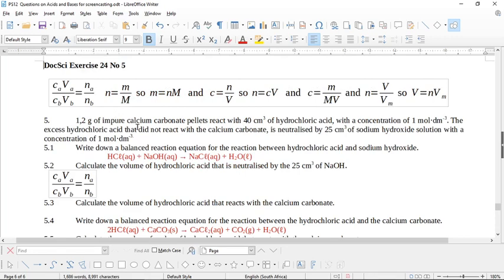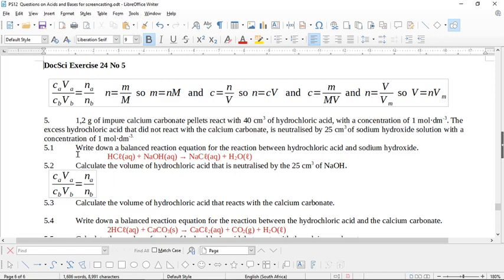So let's have a look here. It says to you 1,2 grams of impure calcium carbonate pellets react with 40 cubic centimeters of hydrochloric acid with a concentration of 1 mole per cubic decimeter. The excess hydrochloric acid that did not react with the calcium carbonate is neutralized by 25 cubic centimeters of sodium hydroxide solution with a concentration of 1 mole per cubic decimeter.